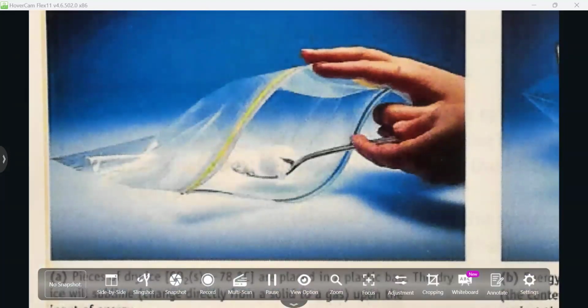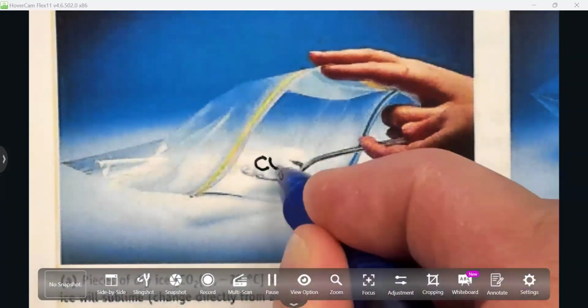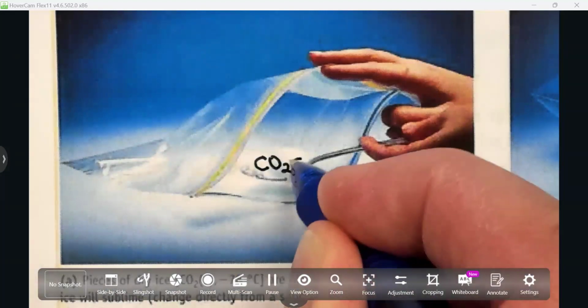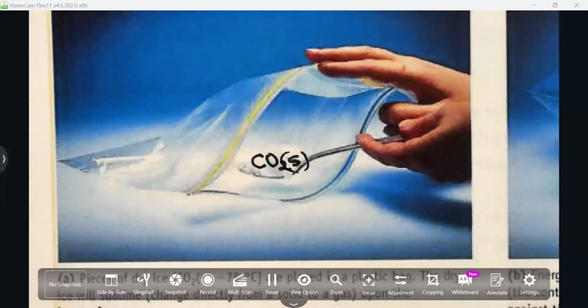What is dry ice? Dry ice is solid carbon dioxide, CO2, solid. The cool thing about it is it doesn't melt. It goes directly from a solid to a gas.